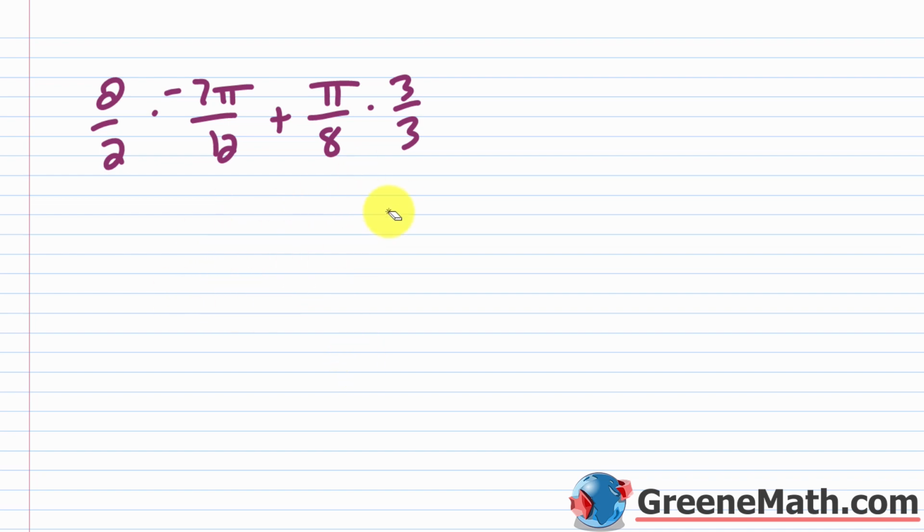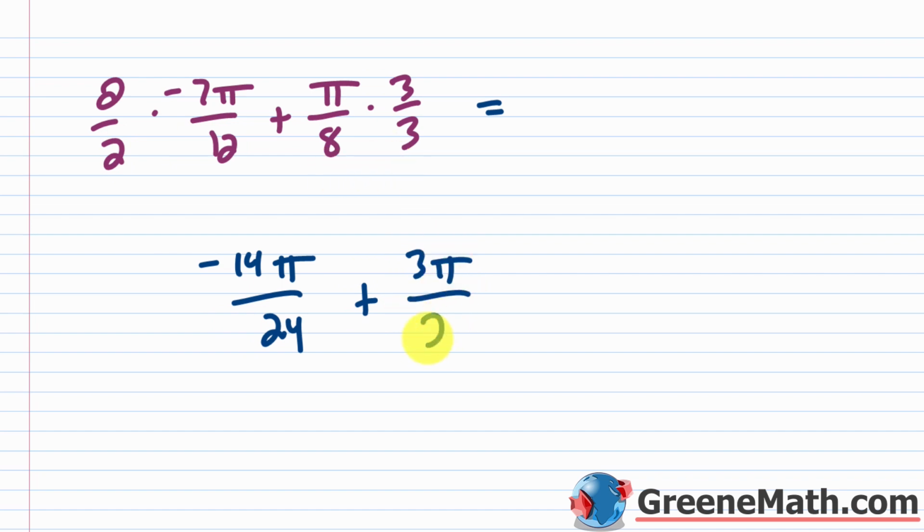So this right here would turn into negative 14 pi over 24, just multiplying 2 times negative 7 pi, that's negative 14 pi, and then 2 times 12 is 24. And then plus over here, 3 times pi is 3 pi, and this is over 8 times 3, that's 24. So if you do this, negative 14 pi plus 3 pi, that's negative 11 pi, and this is over 24. Okay, let me write this right here. So for my first quarter point, the x value is negative 11 pi over 24.